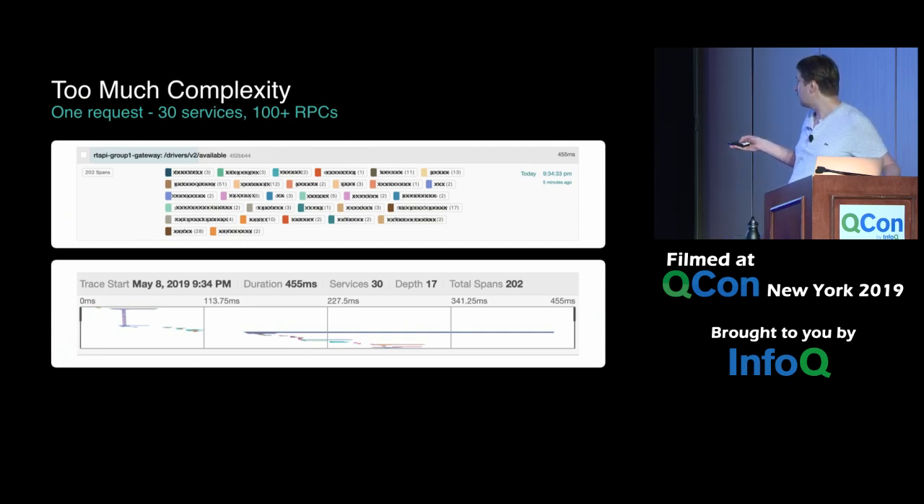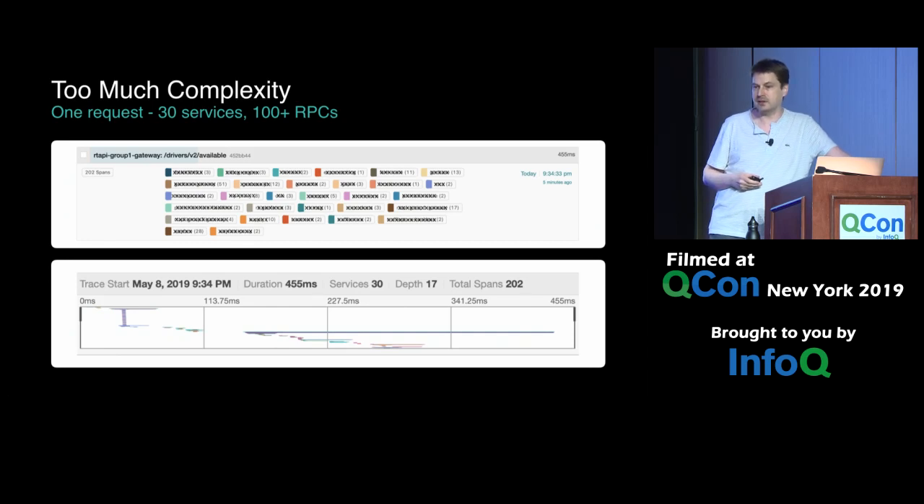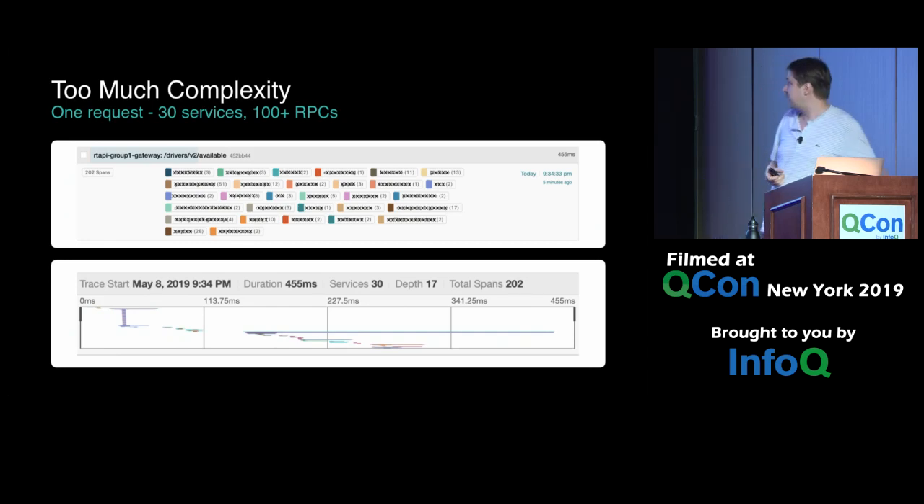There are 30 services involved in that request. 200 spans, so it's about 100 or more RPC calls in that request. That's a pretty big thing, right? So I couldn't display it, so I put a minimap at the bottom. You can see that's already a pretty complex structure.